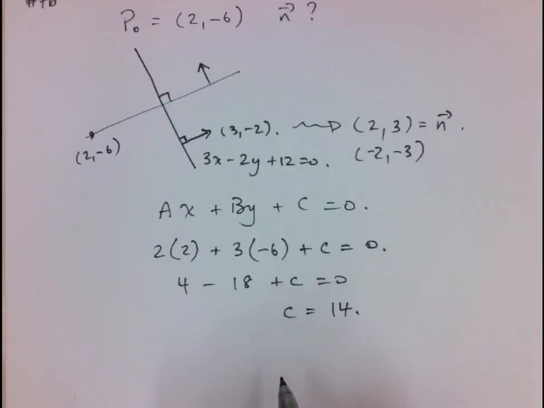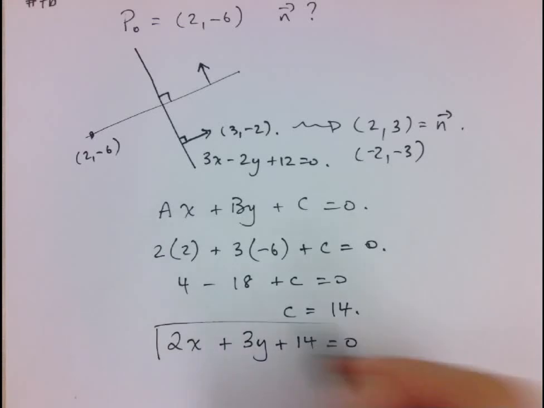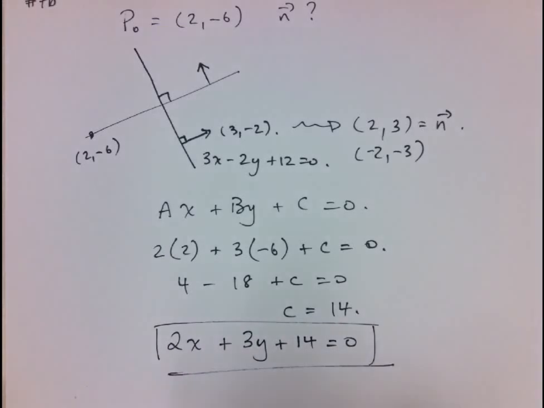Okay, so that means our final answer will be 2x plus 3y plus 14 equals 0. And there we go. There's the scalar equation to this line.